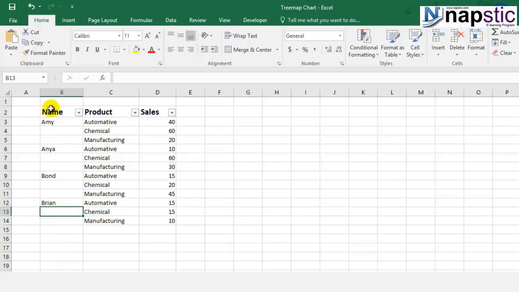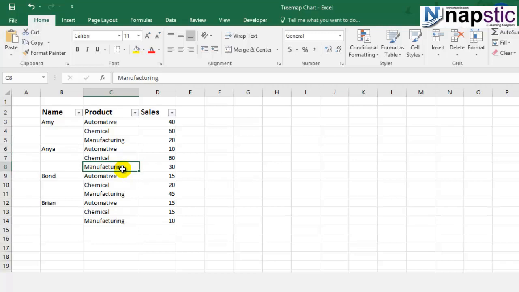Okay, so we have the names of employees over here which belong to XYZ company. We have the list of products, the area of products that they have sold, and the sales that they have made, in units. Again, this is hypothetical data, so I don't want you all to think too much about what this actually means, but you just need to think that Ami has made sales in automotive products, chemical products, and manufacturing products, each 40, 60, and 20 respectively. Similarly, Anya has sold 10 automotive products, 60 chemical products, and 30 manufacturing products.